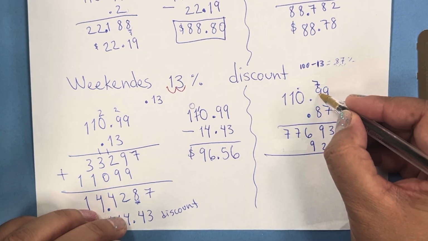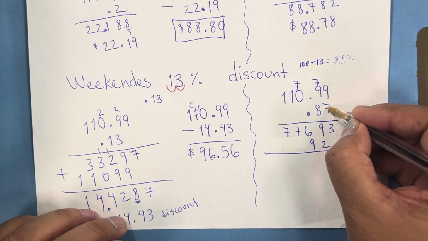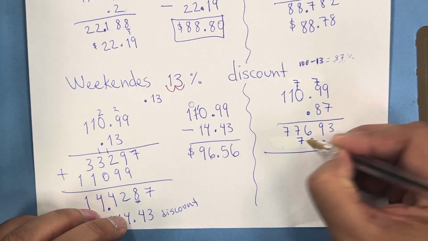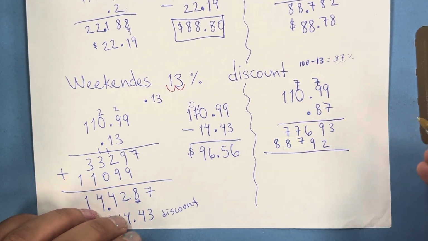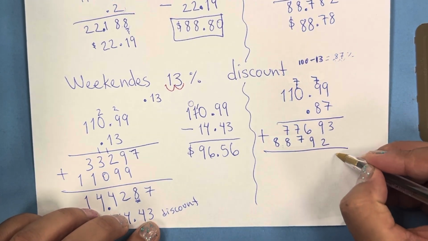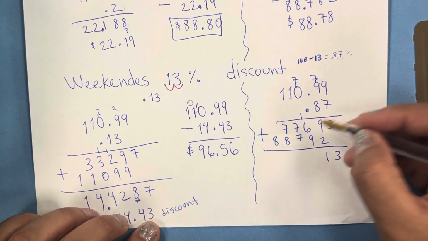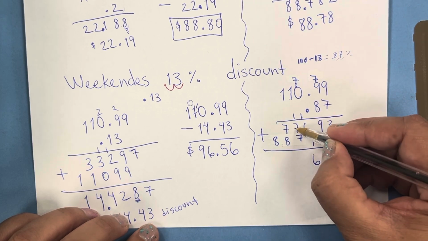8 times 9 is 72. 79, carry 7. 8 times 0 is 0, plus 7 is 7. 8 times 1 is 8. 8 times 1 is 8. You add them, you get 3. 9 plus 2, 11, carry 1. 6, carry 1. 7 plus 7 is 14, 15.